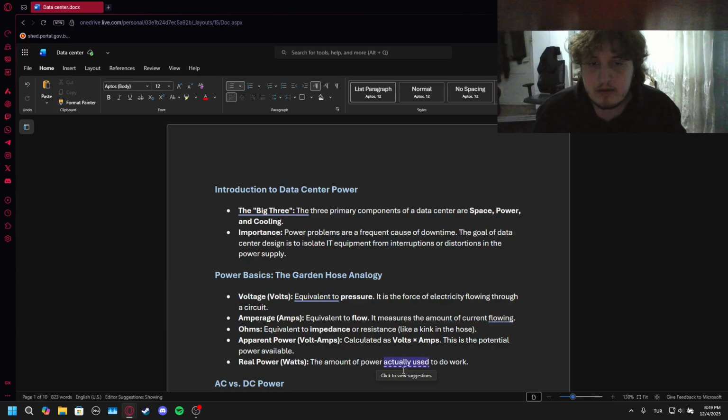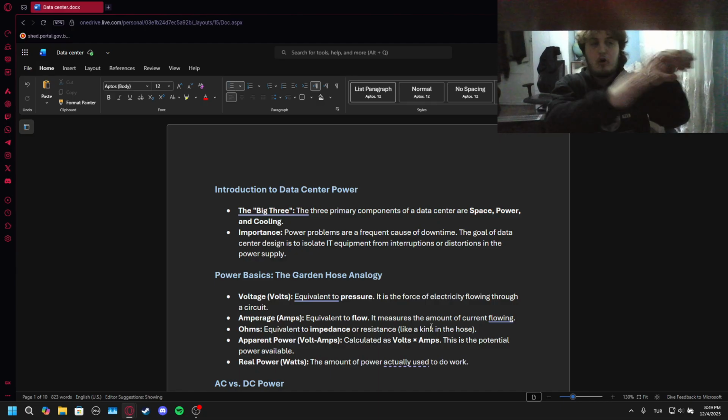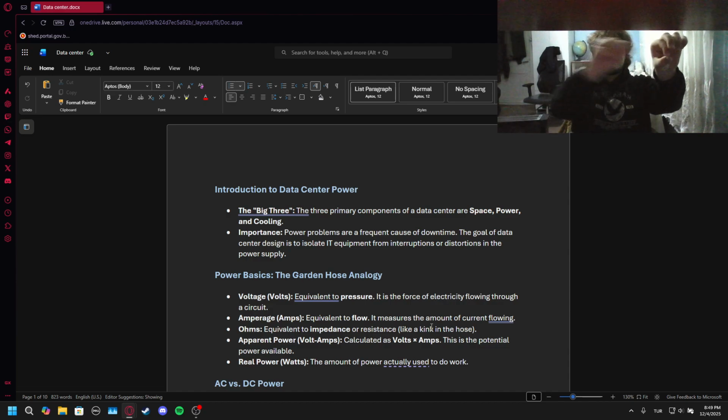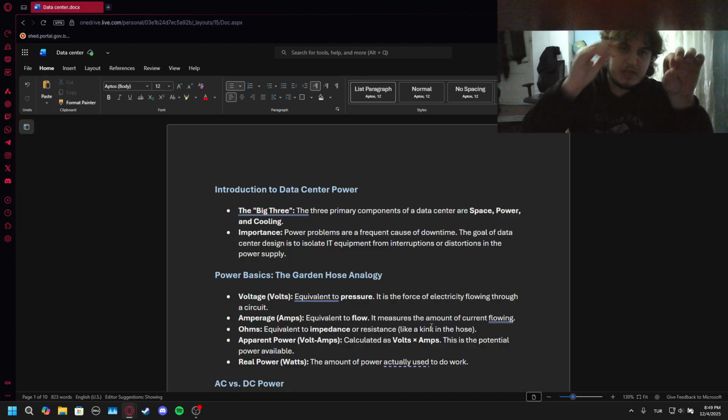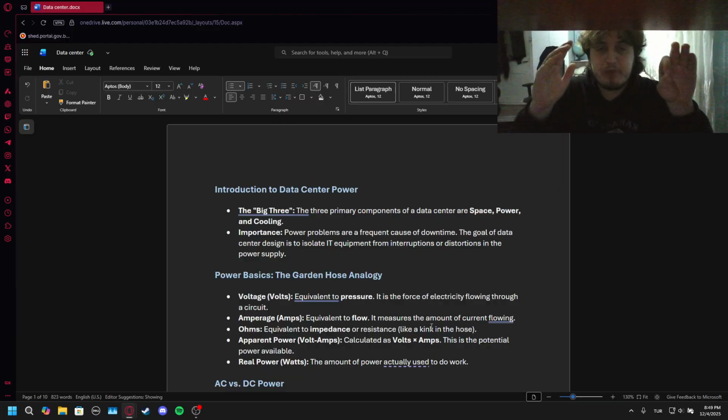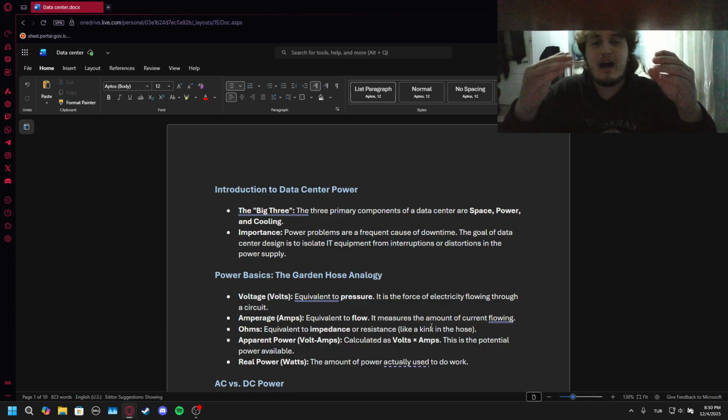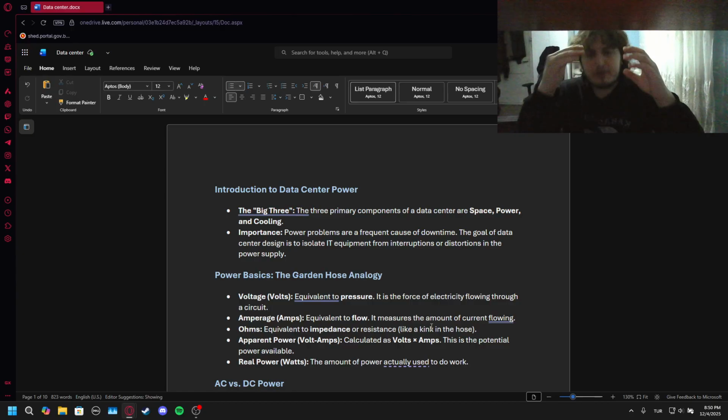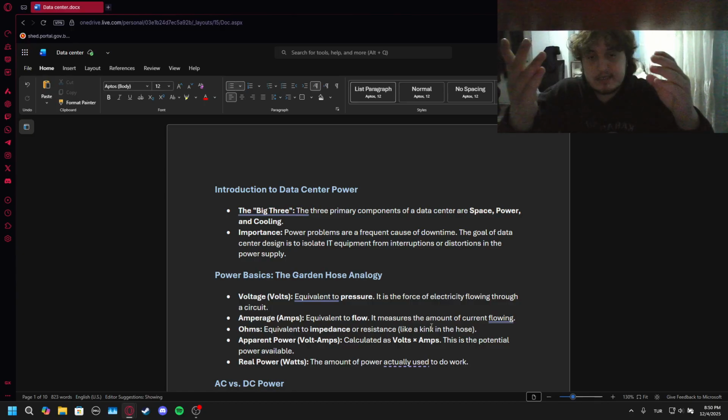Apparent power, calculated as volts x amps. This is the potential power available. This is how much water can come out from this hole, but let's say I'm only making this much come out, right? If all of it were to be used, that would be the apparent power we have. What that basically means is the potential, the highest water flow that we can achieve. But obviously, this never happens.